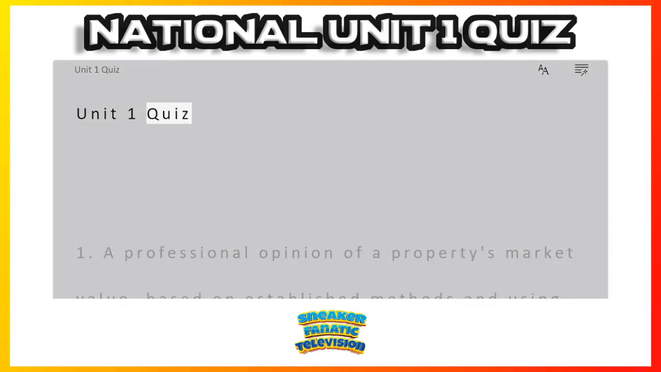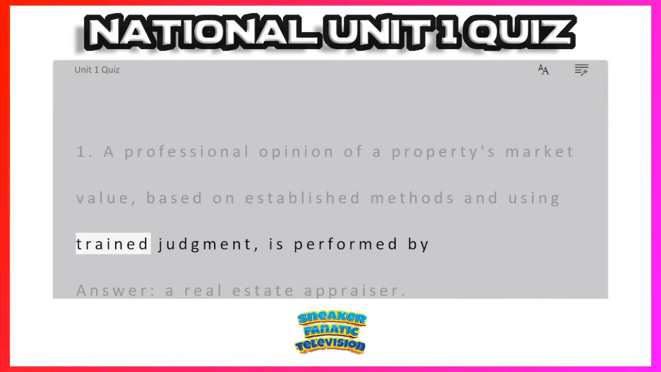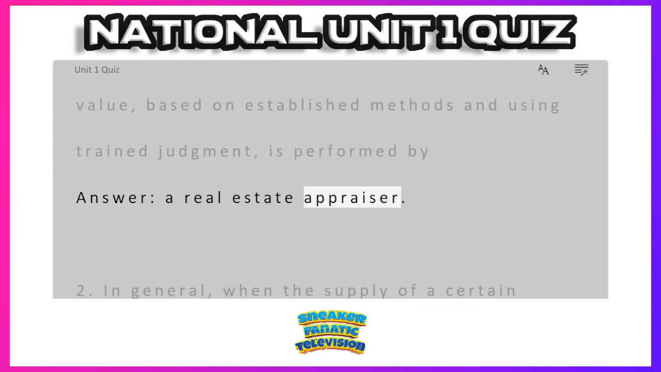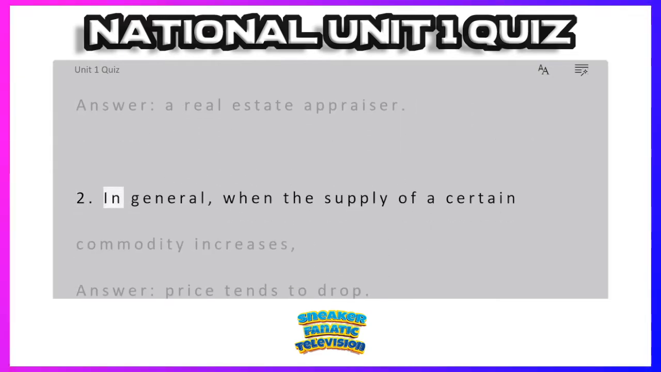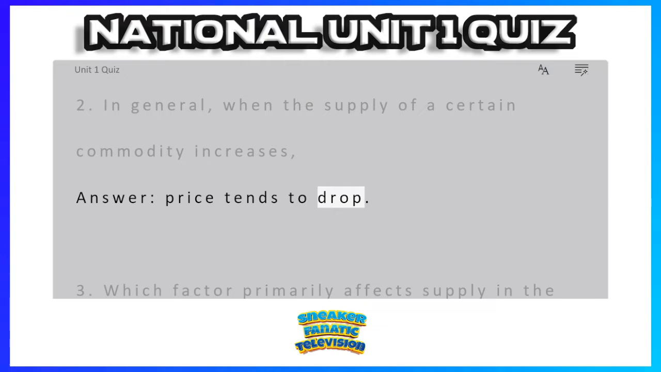Unit 1 Quiz. 1. A professional opinion of a property's market value, based on established methods and using trained judgment, is performed by. Answer. A real estate appraiser. 2. In general, when the supply of a certain commodity increases. Answer. Price tends to drop.